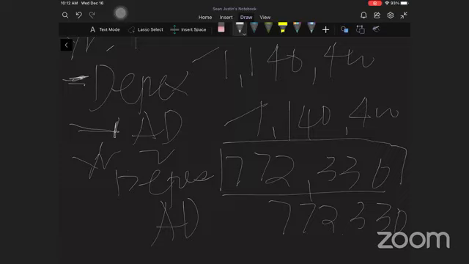How much is the accumulated depreciation on year 2? The answer is not 772,330. Again, this is a real account. Therefore, you have a beginning balance of 1,140,400 plus the current year 2 of 772,330. The balance of your accumulated depreciation is 1,912,730. So here you add. Accumulated depreciation is the total depreciation from year 1 up to the current year. I hope that's clear.